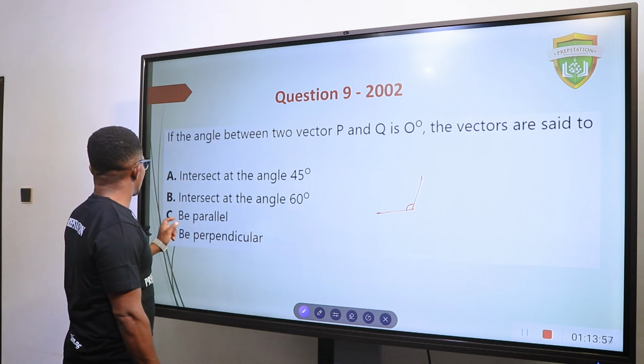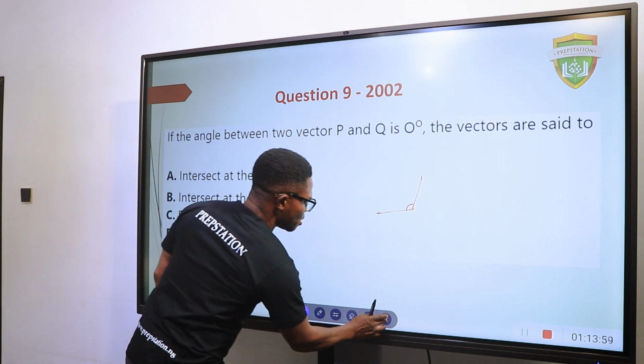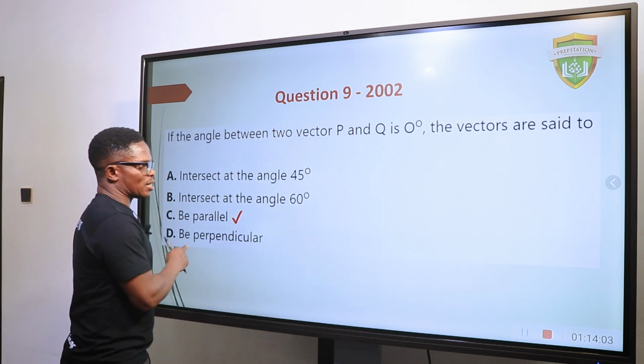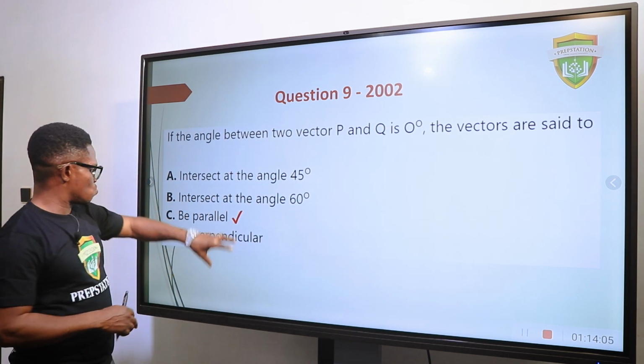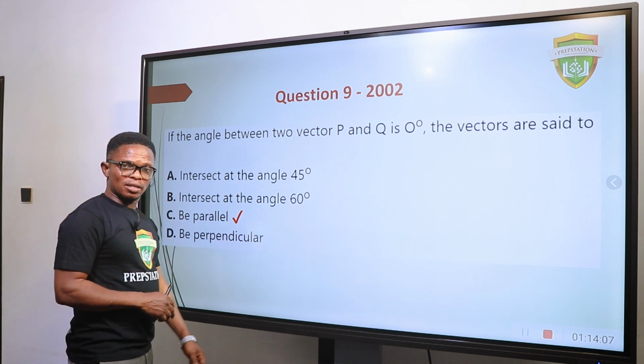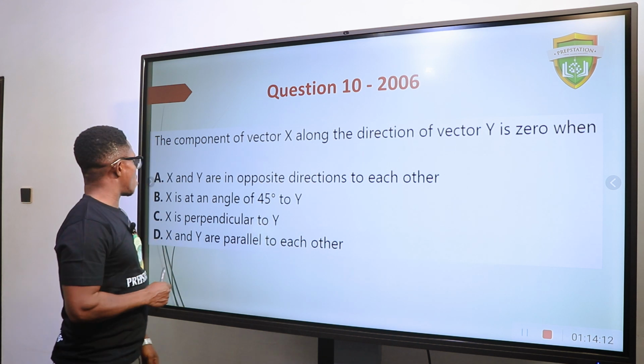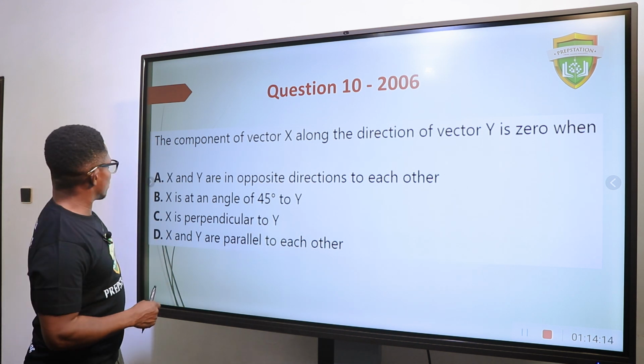So the answer here should be C, when they are parallel, not perpendicular. That's correct. So if the two vectors are parallel, the angle between them will be parallel. All right, the last question.